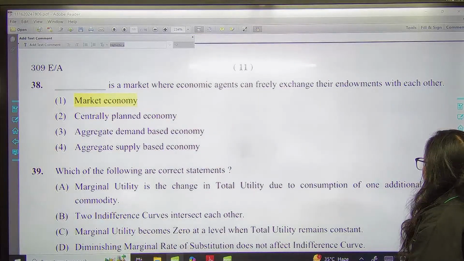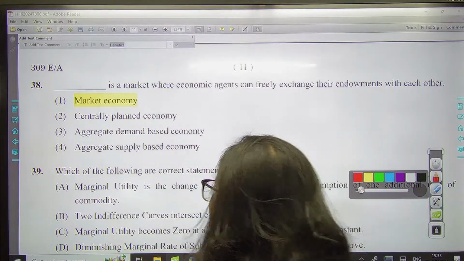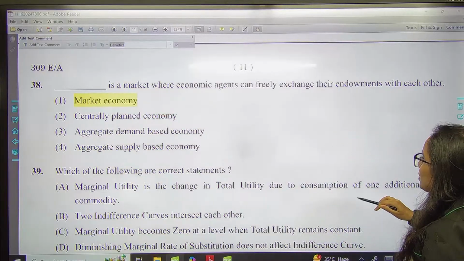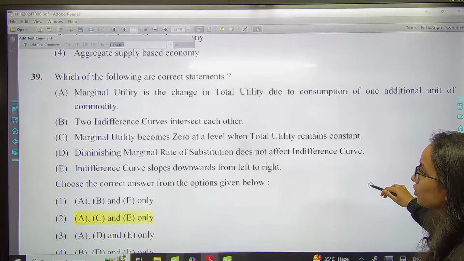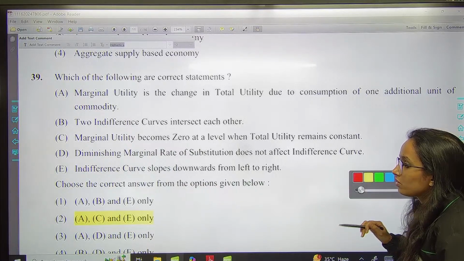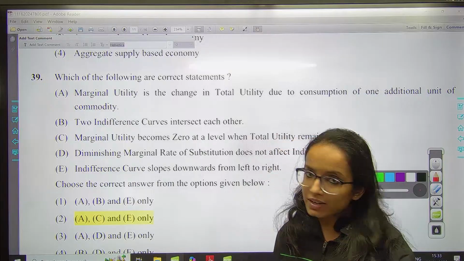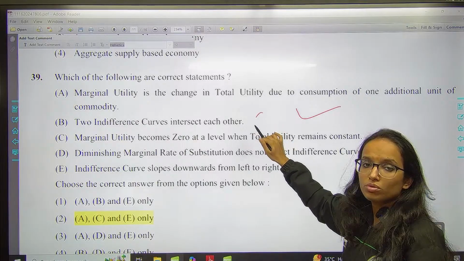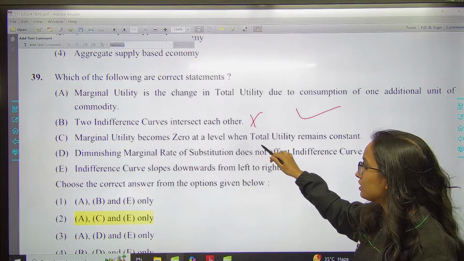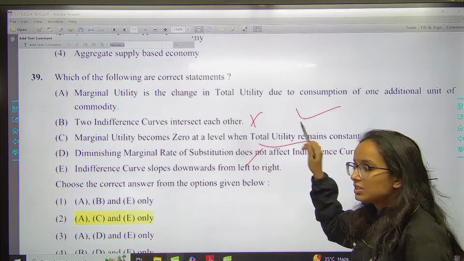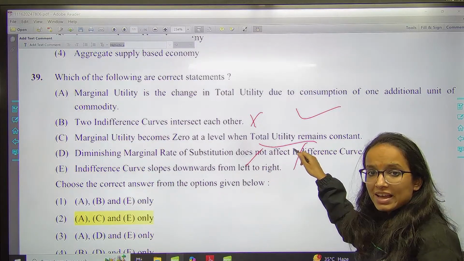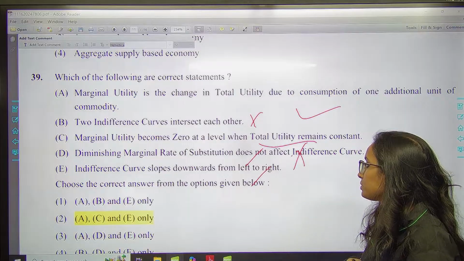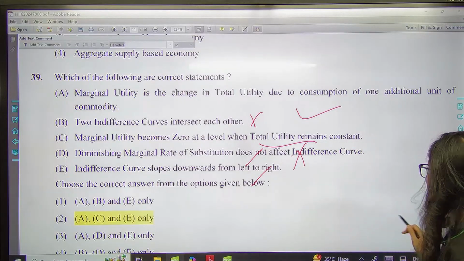Then next, these are independent questions. Again, types of economies they can ask. What is a market economy? Where economic agents can freely exchange their endowments. Then they've also asked about utility, indifference curves, right? So indifference curve, marginal utility, evergreen topics. Marginal utility is change in total utility, correct? Do two indifference curves intersect each other? No, they never intersect. Marginal utility becomes zero when total utility is maximum, correct? Diminishing marginal rate of substitution has no effect. It is actually the reason why it is downward sloping. So it has definitive impact, right? Then indifference curve slopes downwards from left to right. That is true. So ACE would be the correct answer.